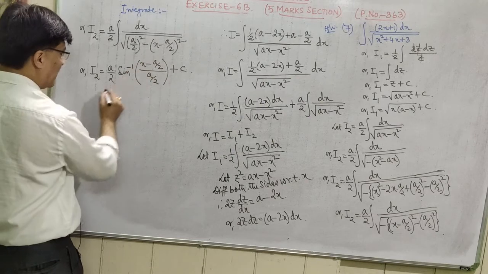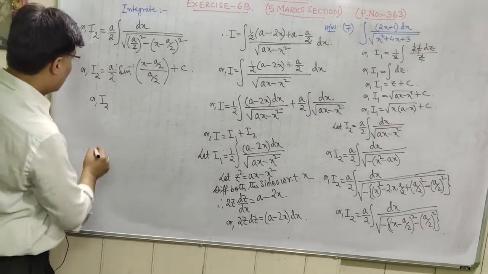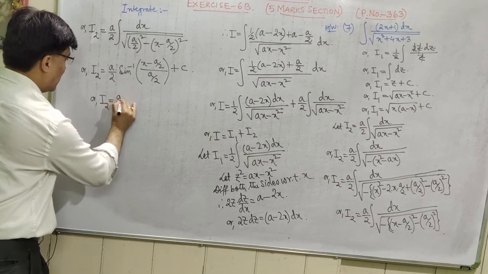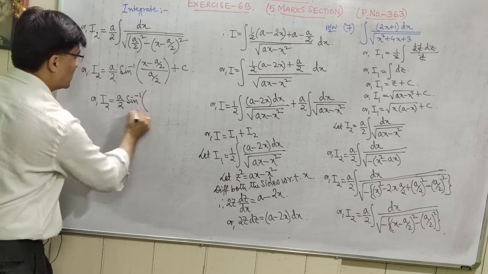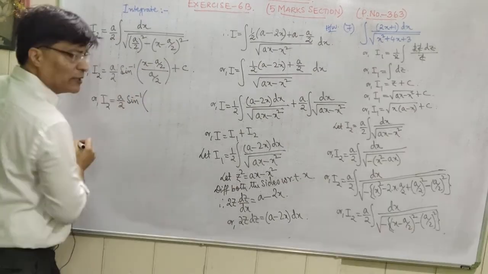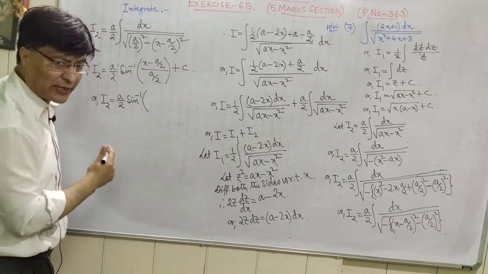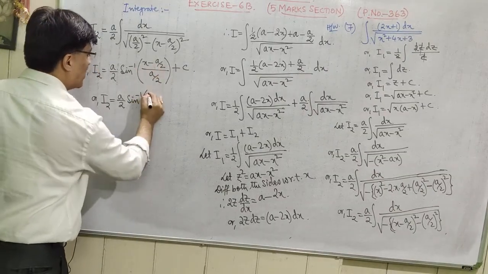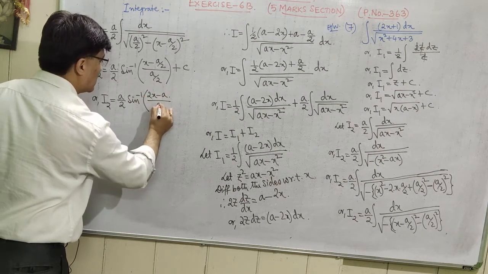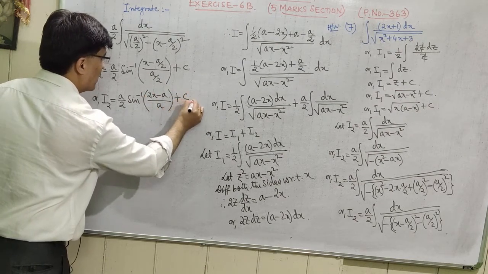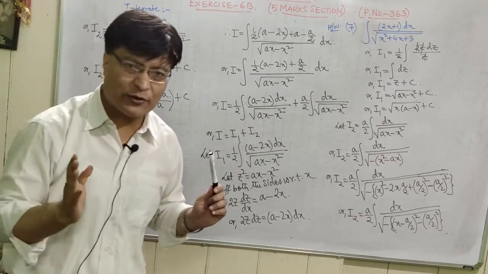Now simplify it. Or I2 is equal to, this is a by 2, this is your sine inverse within bracket. What's the LCM in the numerator? 2. And this 2 and this 2 will be cancelled after taking the LCM. So it is 2x minus a divided by a, bracket closed, plus c. So we have got the value for I2. Is that clear to all of you?